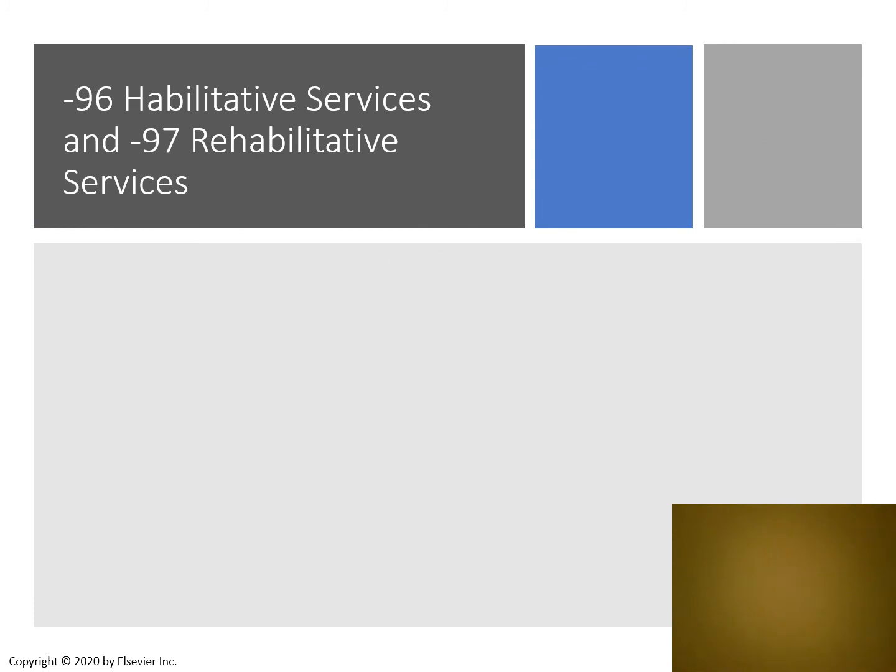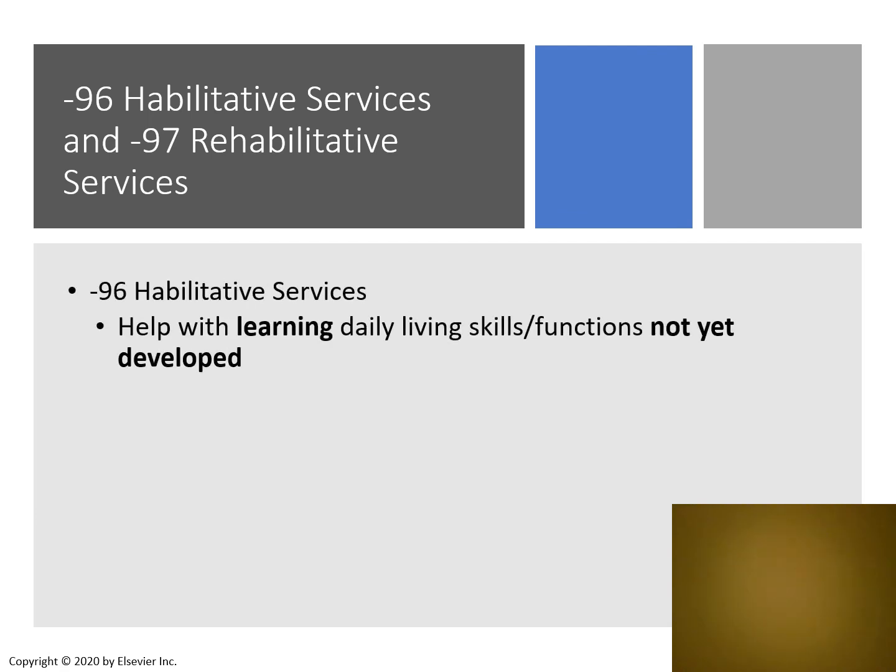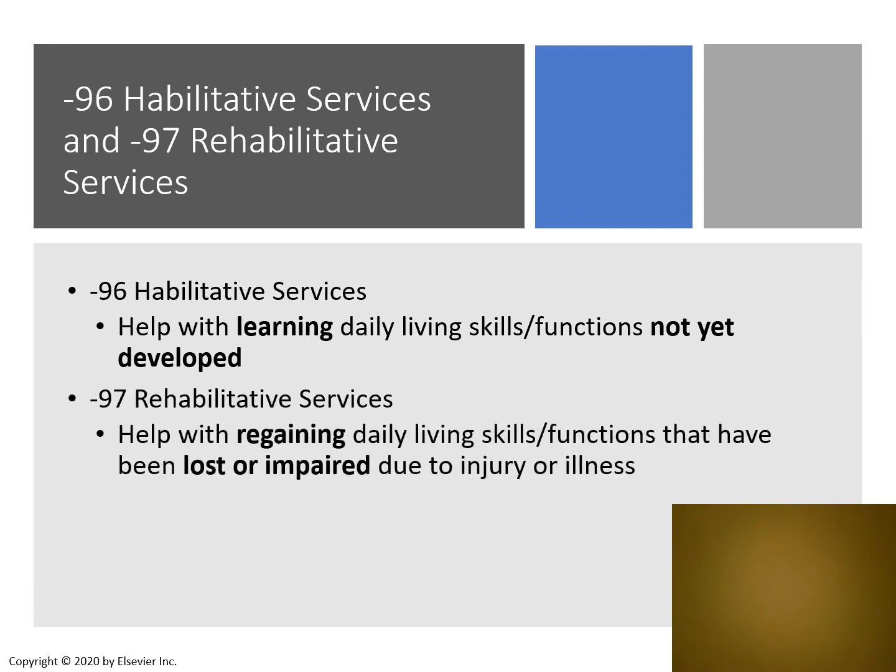96 and 97 are for habilitative services and rehab services. Habilitative services is helping a patient learn skills for daily living that have not yet developed. And 97 is to help regain skills of daily living functions that have been lost or impaired due to an illness or injury.